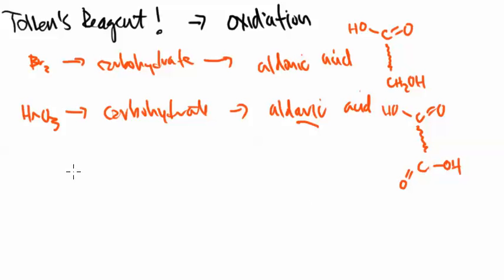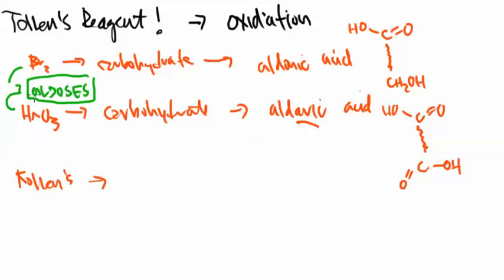Okay, well, the Tollens is another oxidation reaction that we can talk about. The problem is that bromine and nitric acid, these really work well only with aldoses. That's where we see them. Ketoses, we don't really see these reactions happen.